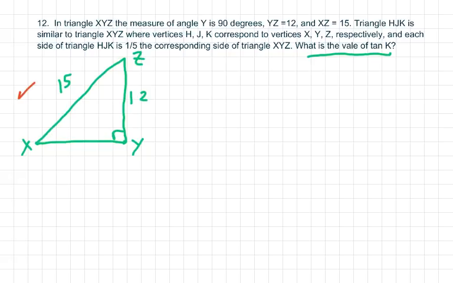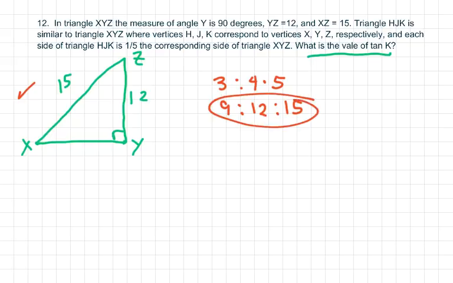So this is a multiple of a 3, 4, 5 triangle. Specifically, if you went up to 5, it would be 9. Well, it's really 9, 12, 15, but you can reduce that. So that's specifically what it is. Anyway, which makes the missing side going to be 9 here.